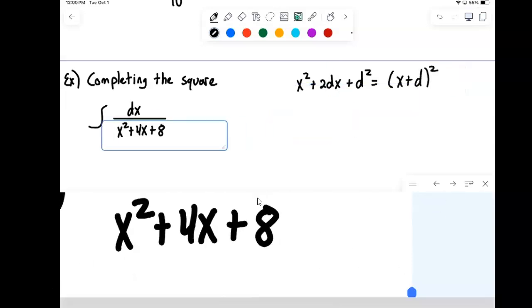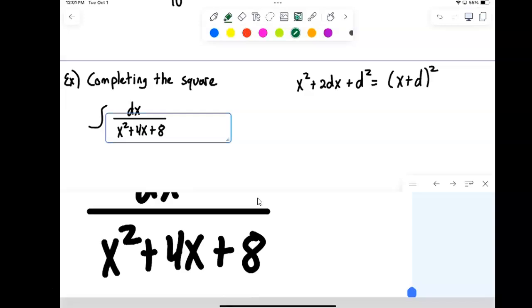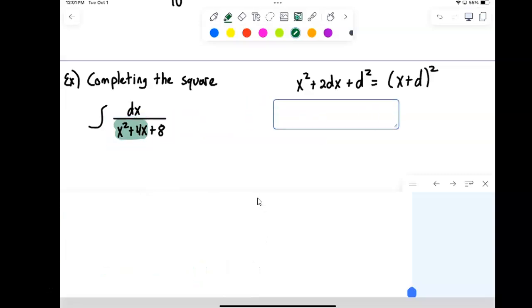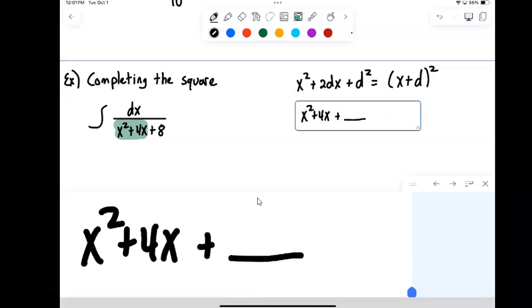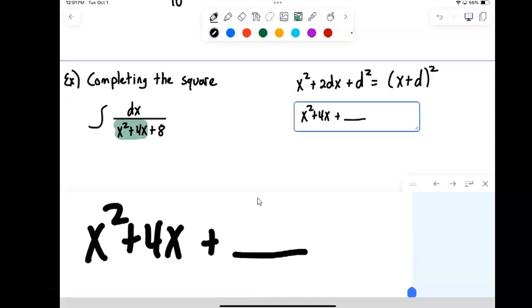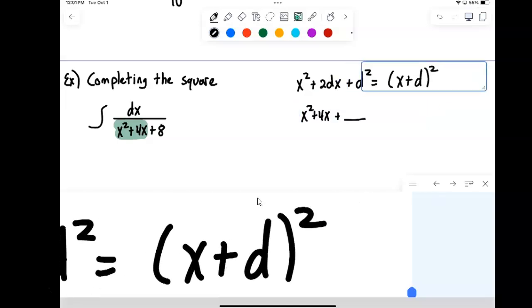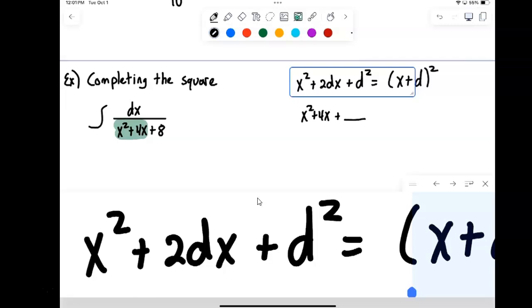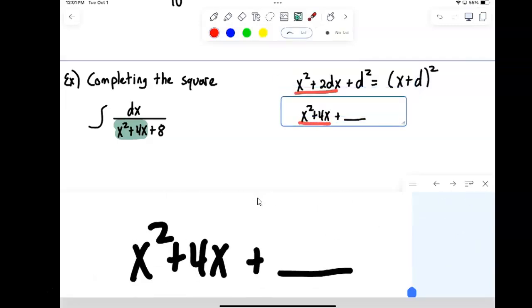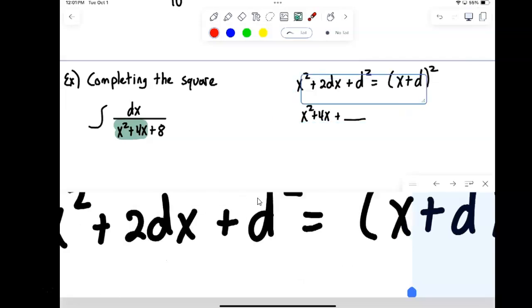So in this problem, I'm going to take my x terms here, bring them over. x squared plus 4x. And I want to figure out what number I need to have next to that so that when I add it on, I can actually factor it. We just need to figure out what the d squared part needs to be.